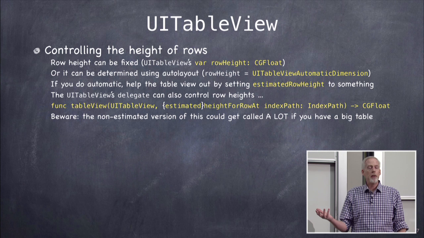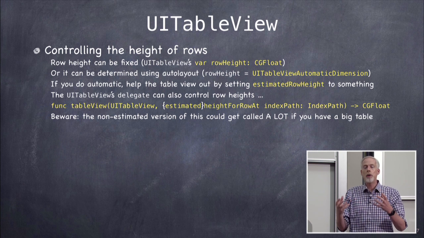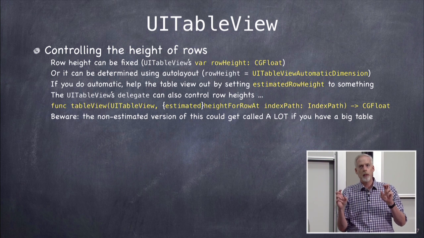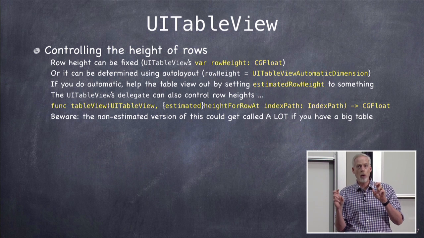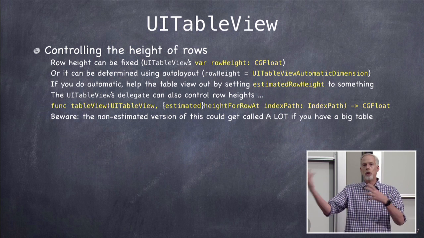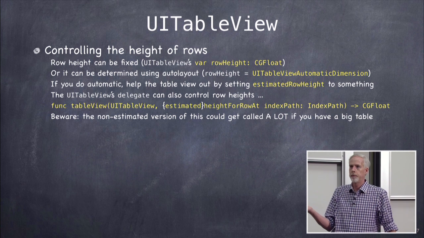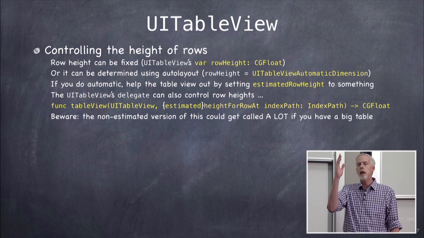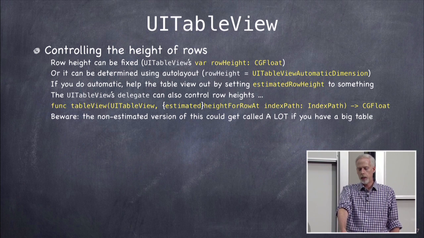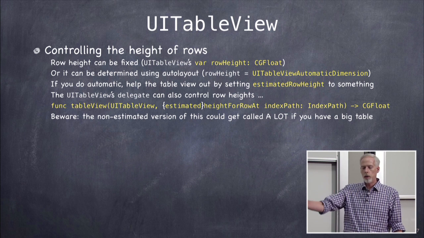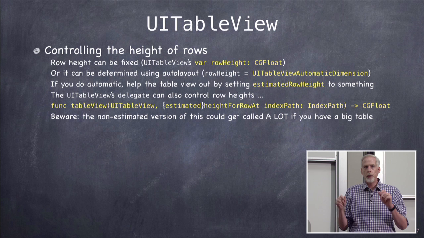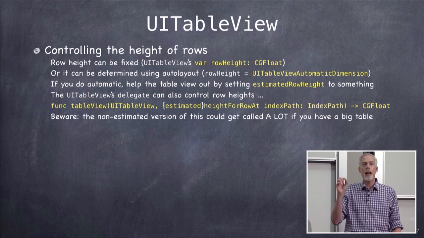Of course, the other way you can control the height is by doing auto layout and setting your height to be automatic dimension. If you set your height to be UITableViewAutomaticDimension, that means go figure it out from the auto layout, please. Okay, so those are the three ways you can set the height. Set it fixed in the storyboard, answer this delegate method here, height for row at index path, or set it to be automatic dimension.